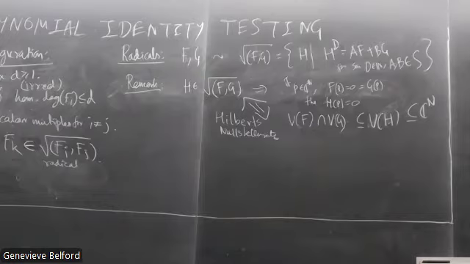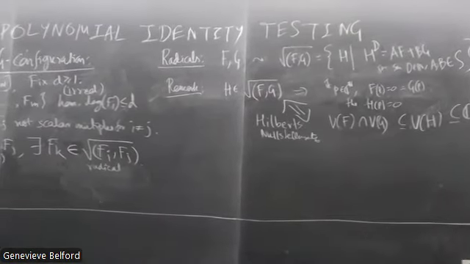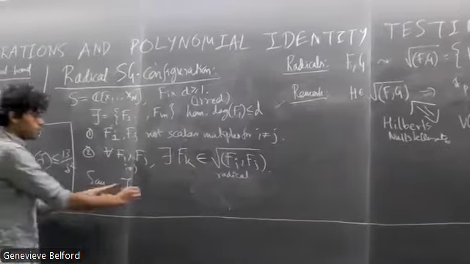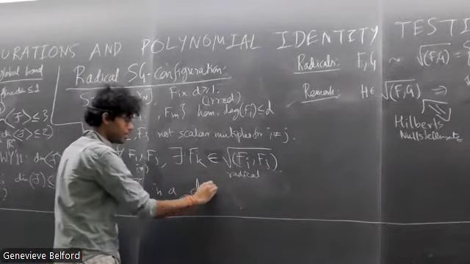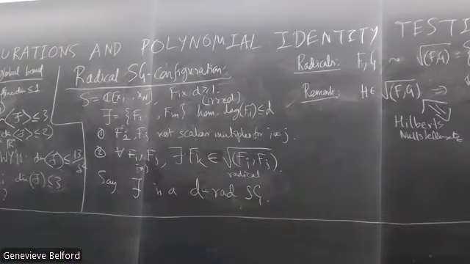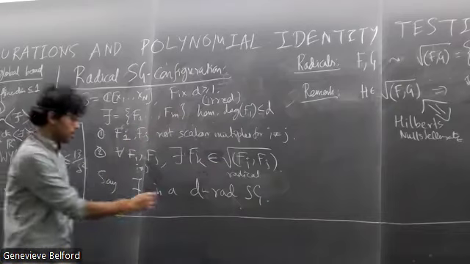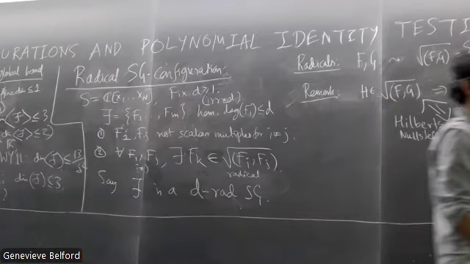So that's a radical Sylvester-Gallai configuration, and we will call it a. So then, if this happens, we say that this set of polynomials is a D radical Sylvester-Gallai configuration. And this D signifies the degree of the polynomials we are taking. Okay, questions?